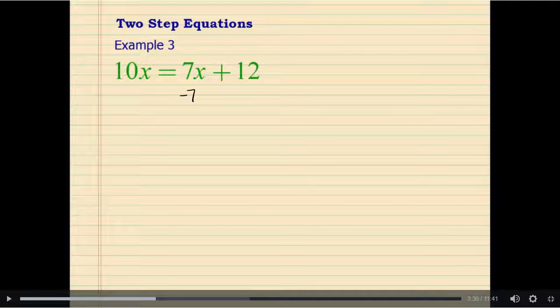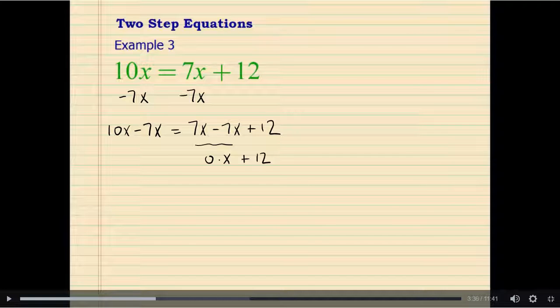To do that, we are going to undo the positive 7x by adding negative 7x on both sides of the equation. We would have 10x minus 7x on one side and 7x minus 7x plus 12 on the other side. 7x minus 7x is going to be 0x. 10x minus 7x is going to be 3x. We have 3x is equal to 12.